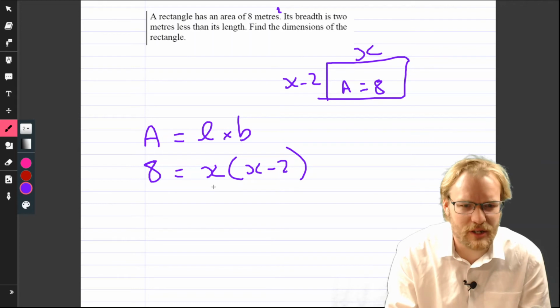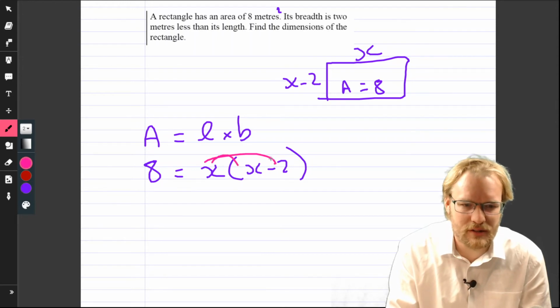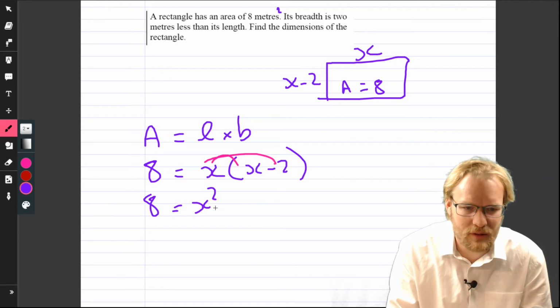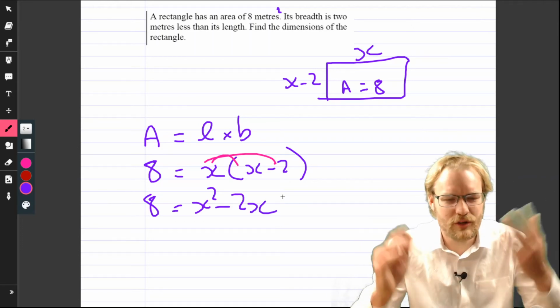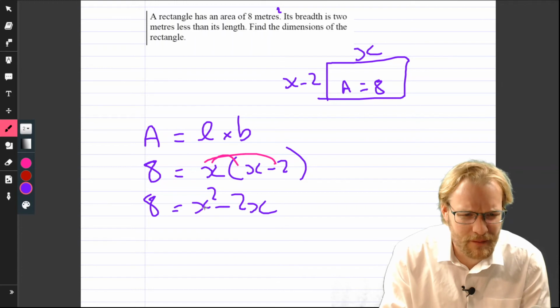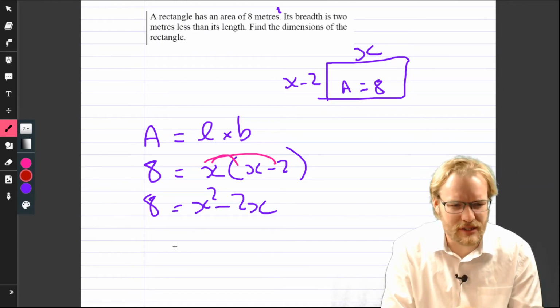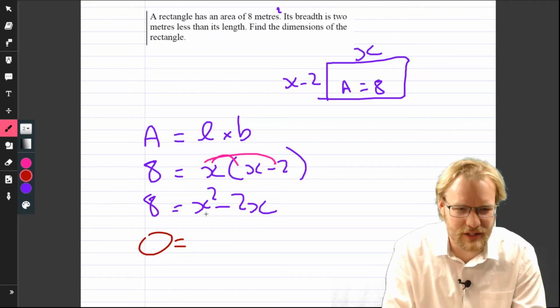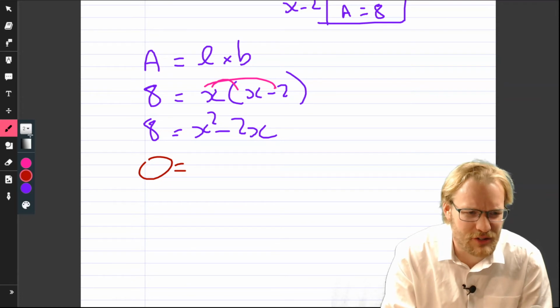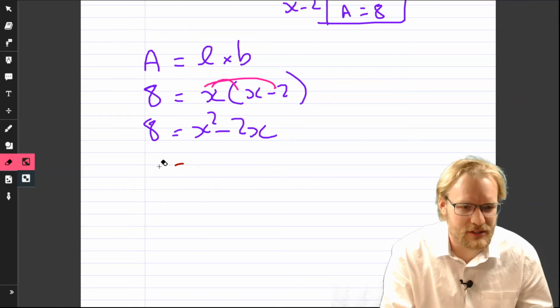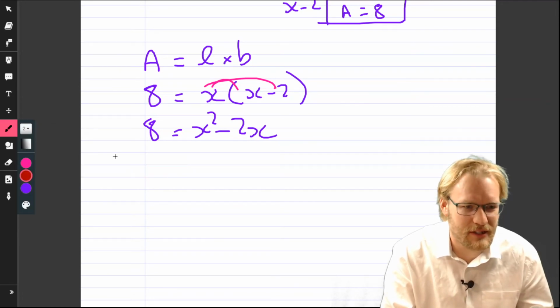Well, here's an equation to solve. There's only one thing we don't know, x. Let's multiply this x into the bracket and see what we get. 8 equals x squared minus 2x. Oh, we've just been doing these quadratic equations. What do we do? Rearrange it so we've got equals 0 on one side. I'm definitely going to rearrange this so that the 0 is on the left-hand side.